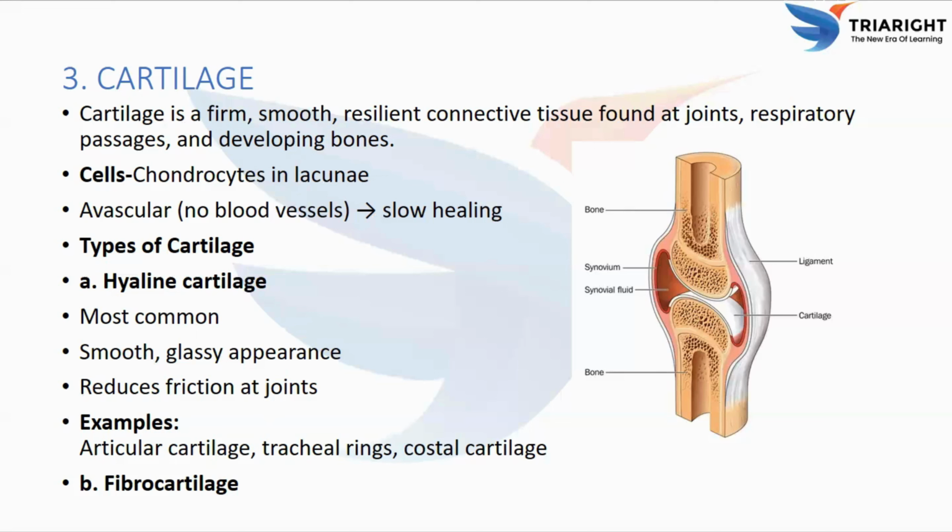What are the functions of the hyaline cartilage? It reduces friction, absorbs shock, and also supports structures like the trachea. What are the examples? You can see articular cartilage, which is present in the knee, hip, and shoulder joints, tracheal rings, and the costal cartilages, which connect ribs to the sternum. Okay, so this is about the hyaline cartilage.